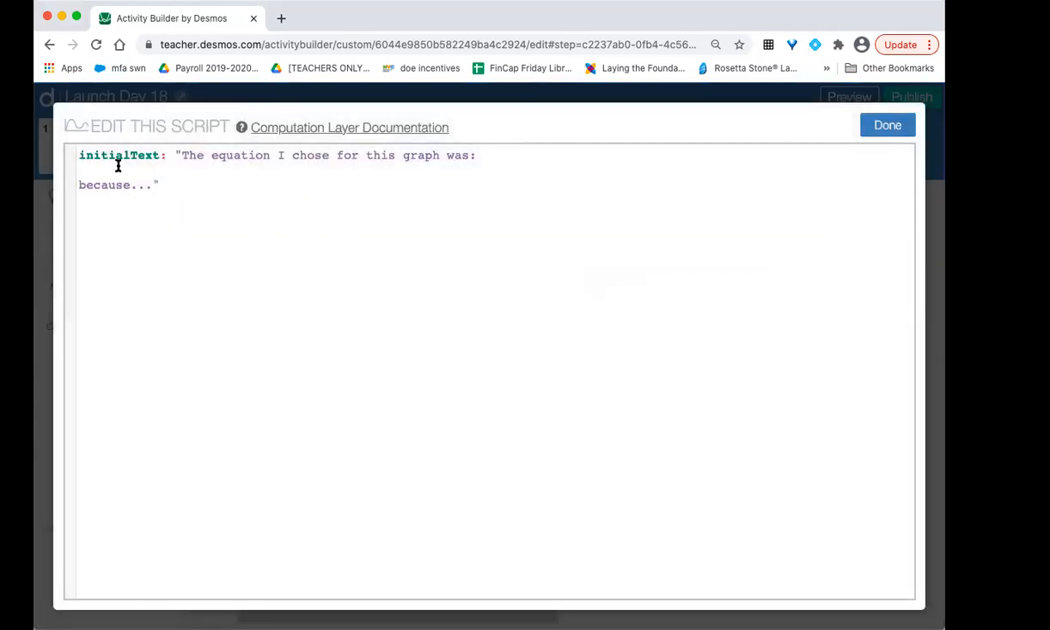you'll notice that it says initialText. Initial, the I has to be lowercase and the T has to be uppercase. You write a colon, then put a quotation and literally write exactly what you want students to see in that box, right? Again, the text to get them ready to explain their reasoning. This is a great tool to get students to start writing.